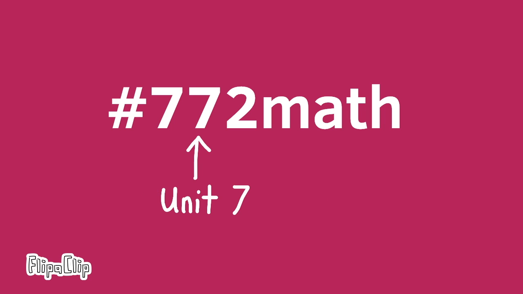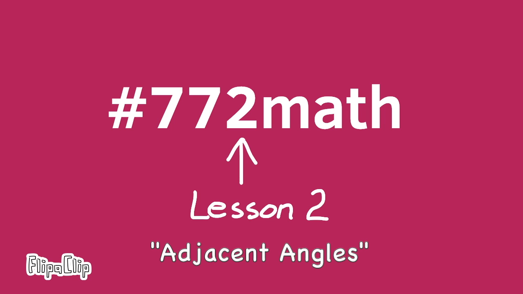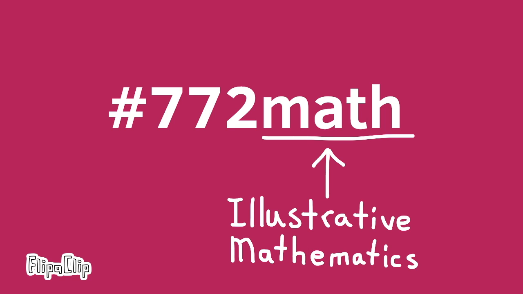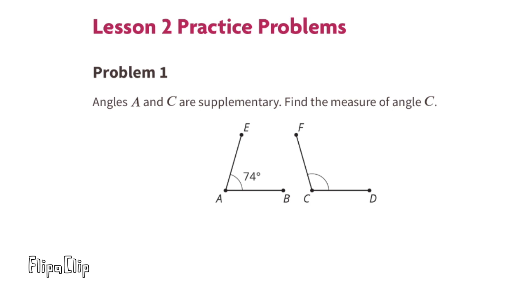7th grade, Unit 7, Lesson 2, Adjacent Angles, Illustrative Mathematics. Problem number 1. Angles A and C are supplementary. Find the measure of angle C.